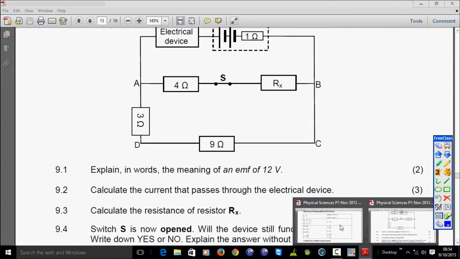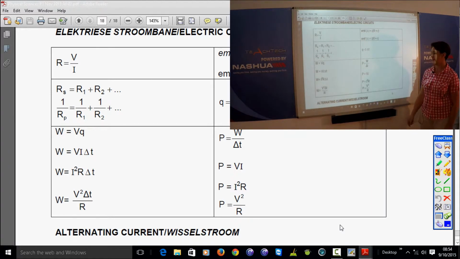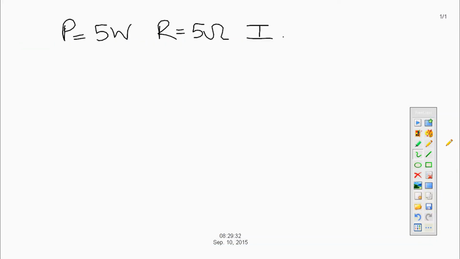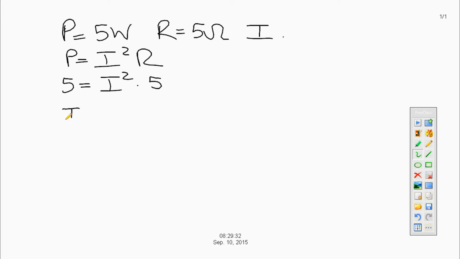So we will be using the power equations. We don't have the voltage, but we do have the resistance. So there's the one we will be using. P is I squared R, which is quite easy. P is I squared R. So I've got P, 5, I squared we are looking at, and we've got the 5 there. So divide by 5, and the square root of 1 remains 1. So we have a current of 1 ampere.